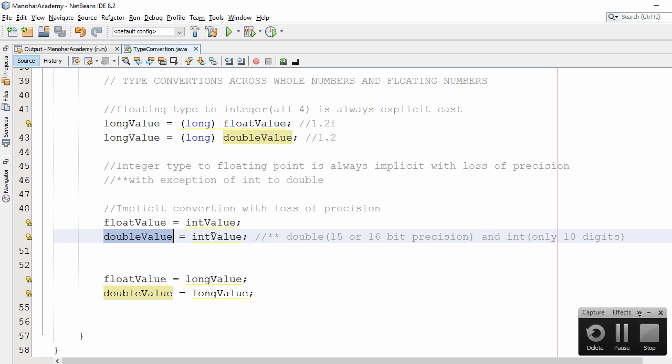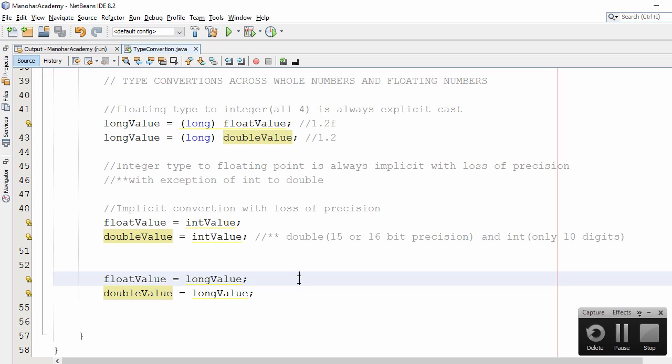Okay, so any integer type to floating point will result in loss of precision, except when you are converting an integer value to a double value. Okay, that is all we have about conversion.